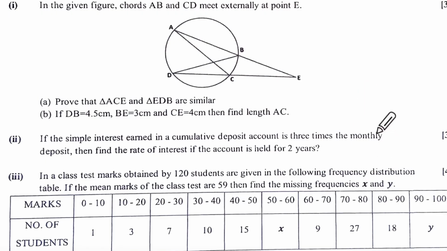Now x and y means it's going to be simultaneous equations. You will get two equations. So you will add the number of students. You will get some number plus x plus y. So x plus y plus this whole thing is equal to 120, and you will get x plus y equal to something. That will be your equation 1. And the second equation will be because of 59. Alright. So we have to find the mean.